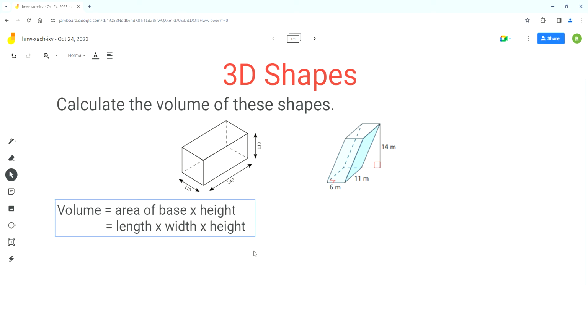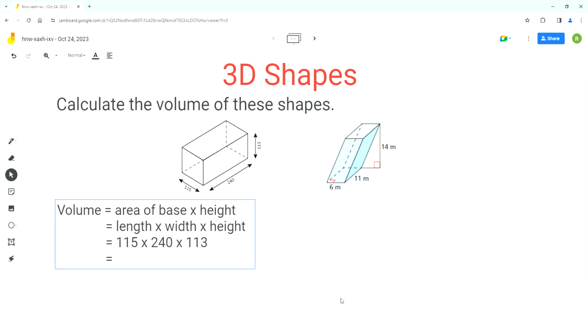So you can either start straight with the formula length times width times height, or you can calculate it as area of base times height. You'll get the same answer. Now in this case, the length of the base is 115, the width is 240 units, and the height is 113.